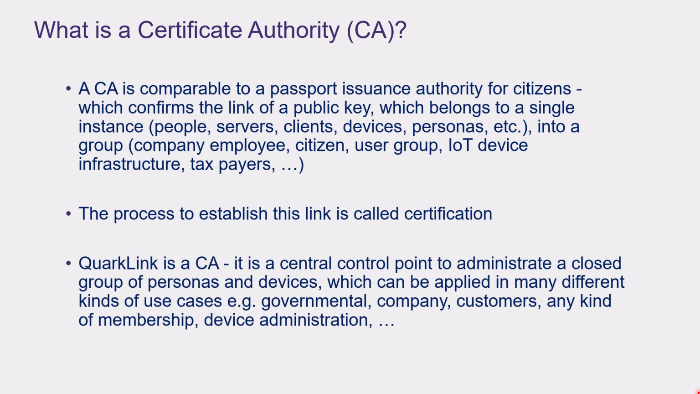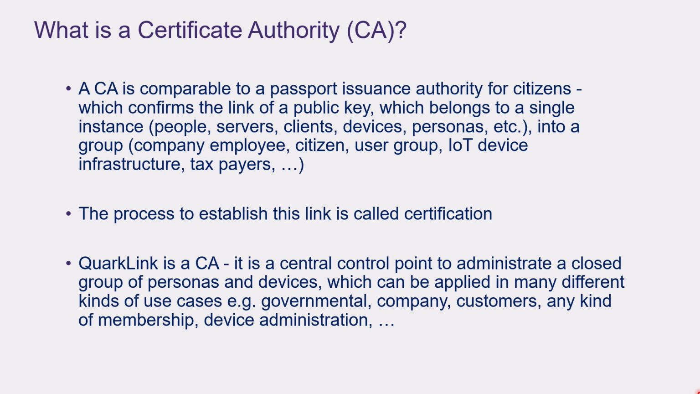So let's have a look at what a certificate authority actually is. You could compare a certificate authority to a passport issuance authority for citizens. What the CA does is confirm that the link between a public key, which is owned by that CA, and a group. That group could be company employees, citizens, user groups, or an IoT device. So it's confirming that link. The process to establish this link is called certification.